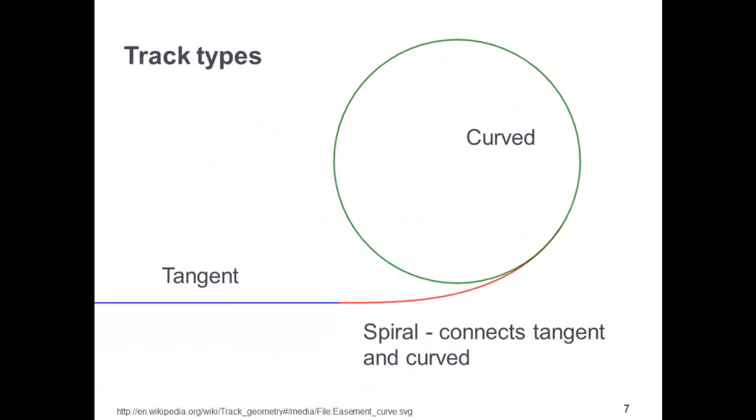All right, so next we'll go over some track types. There are three track types: tangent or straight track, curved, which is any track that is not 100% straight or tangent, and spiral, which is a curve whose degree of curve varies. Dick, can you explain these track types further?